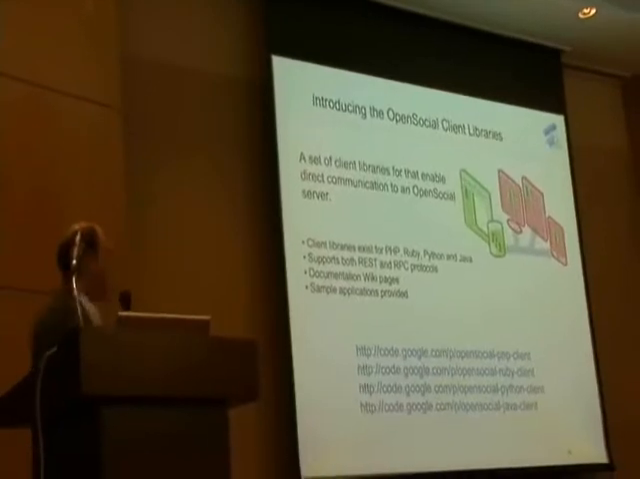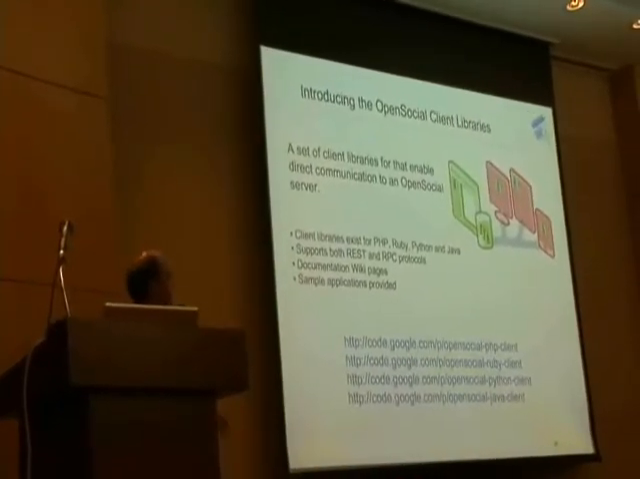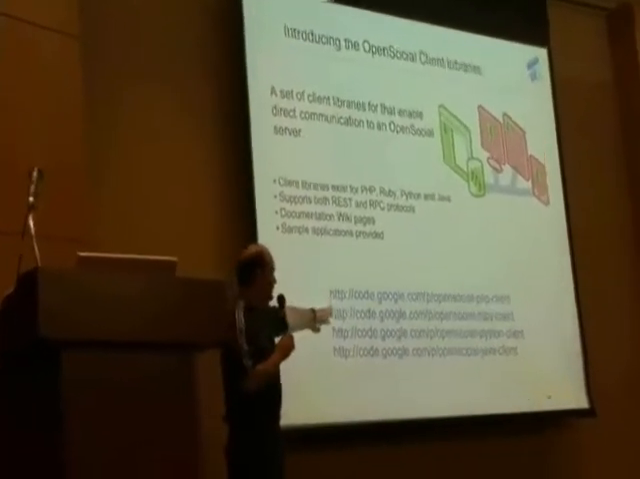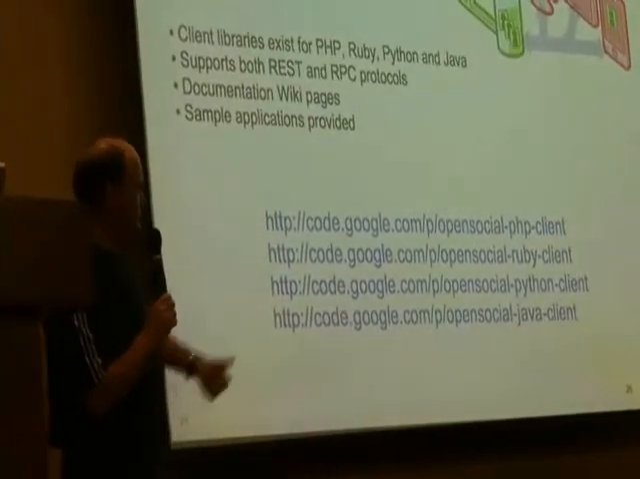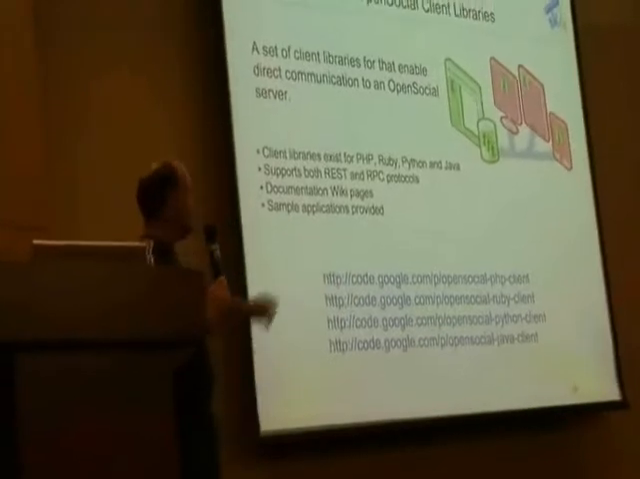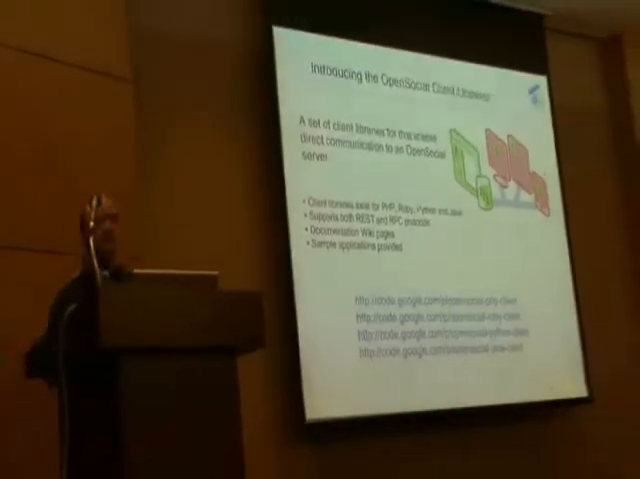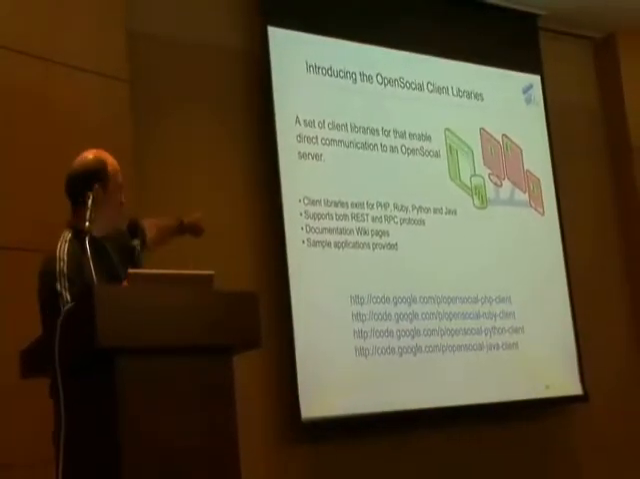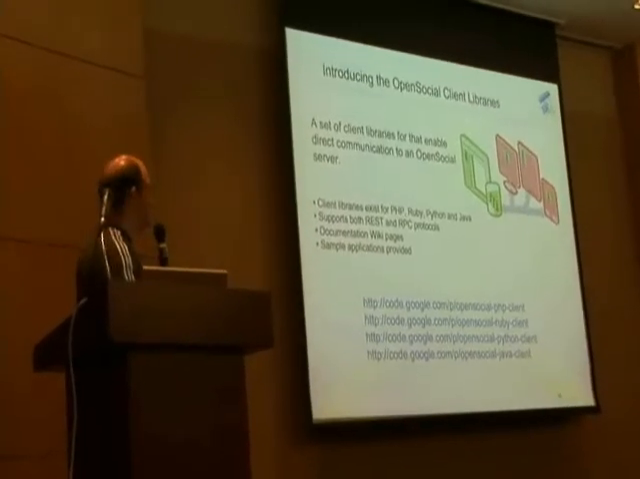Okay. So here's the Open Social Client libraries. These are the different URLs that you can download for PHP, Ruby, Python, Java. There's also Objective-C if you wanted to use that. There are people who are building iPhone applications now that use the Open Social Client libraries as well.